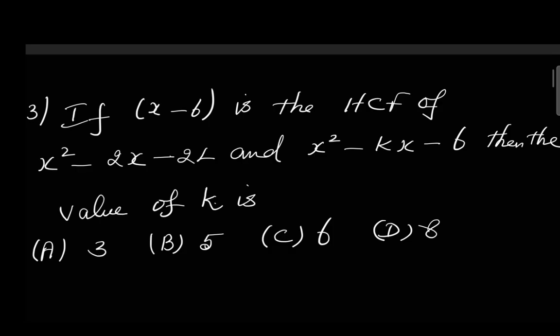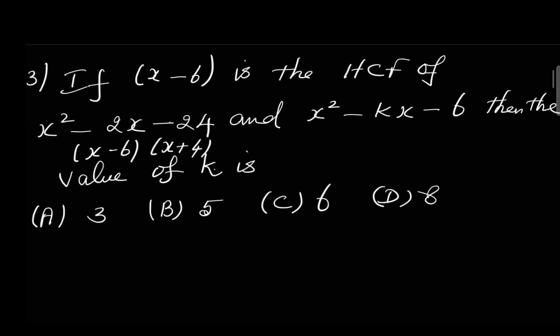The third question. If x minus 6 is the HCF of x squared minus 2x minus 24 and x squared minus kx minus 6, then find the value of k. x minus 6 is the HCF, which means it is a common factor of both expressions, so it satisfies both. We can find the factors: 6 fours are 24, so x minus 6 and x plus 4. You got x minus 6 as one factor, so the other expression must also be satisfied by x minus 6.